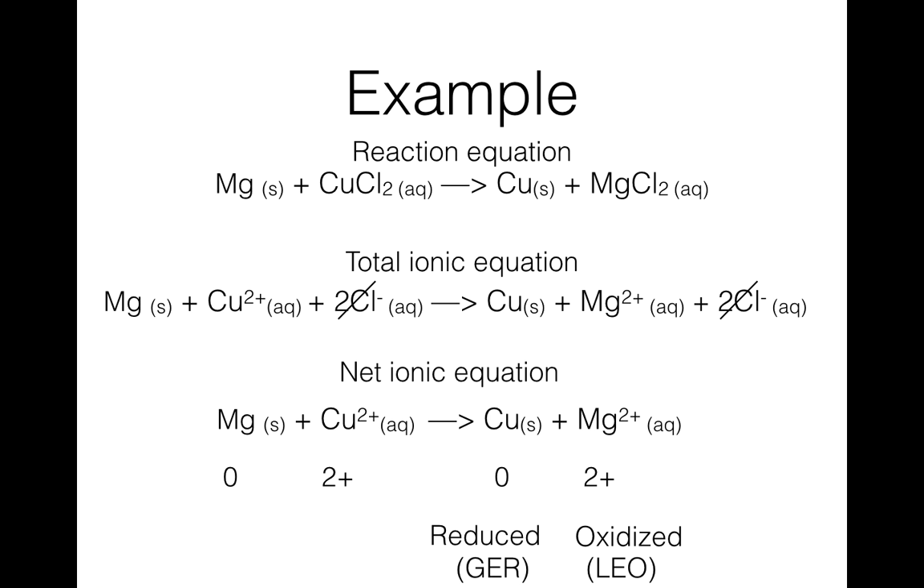Now we can also look at this in terms of what's doing the oxidizing and what's doing the reducing. We know that magnesium is the reducing agent because it's the thing that reduced copper. It gave electrons to copper and reduced it. And likewise, copper is the oxidizing agent because it's the thing that oxidized magnesium. It took electrons away from magnesium. So the thing that gets reduced is also the oxidizing agent, and the thing that gets oxidized is also the reducing agent.